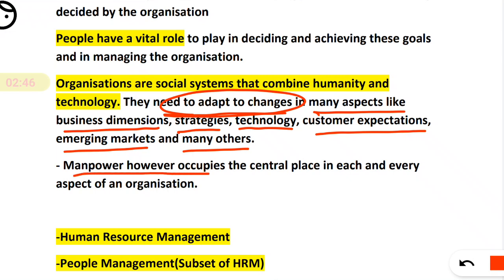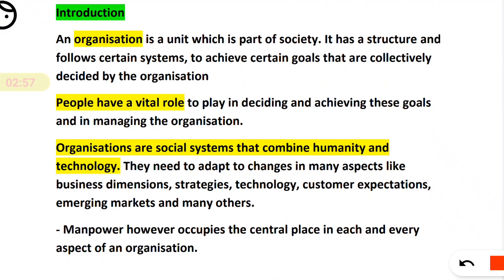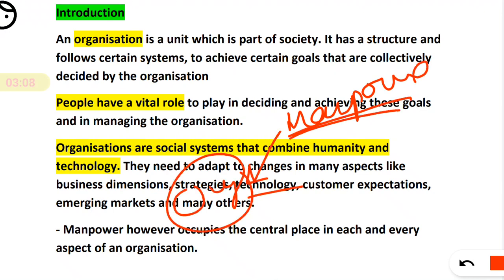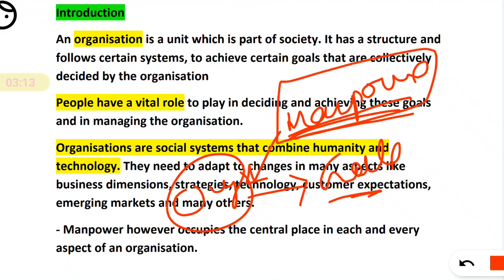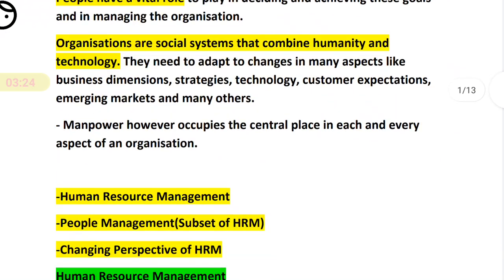Manpower, however, occupies the central place in each and every aspect of the organization. So the most important part, in whichever organization you are working, is the manpower. How to handle the manpower? Because manpower is what works in your organization, and they work to achieve the goals of the organization. So manpower is a very important aspect in the organization. That's why we will discuss human resource management, HRM, the fundamentals of human resource management.